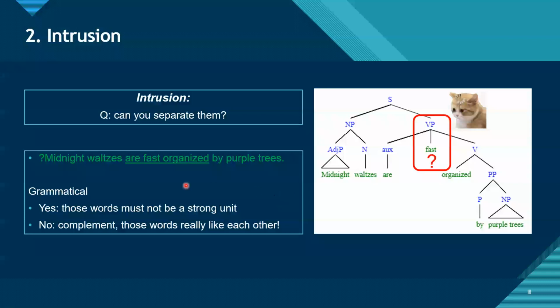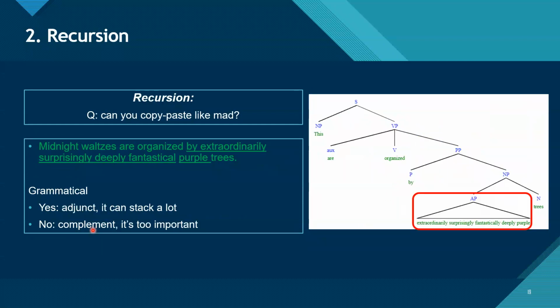What about intrusion? Can we split it up? Midnight waltzes are fast organized by purple trees. What's the fast doing in here? Our loading cat has no idea. That's really weird too. Maybe are and organized have a tight relationship. And remember what tight relationship means? Complement.